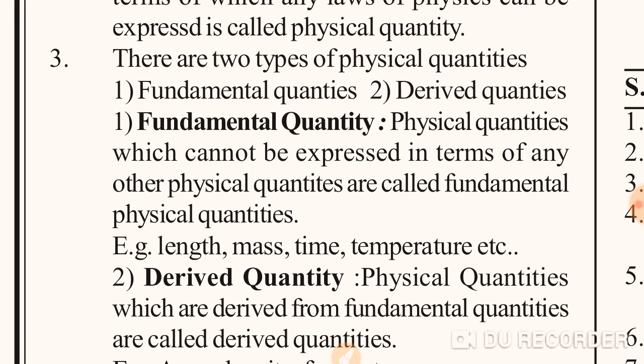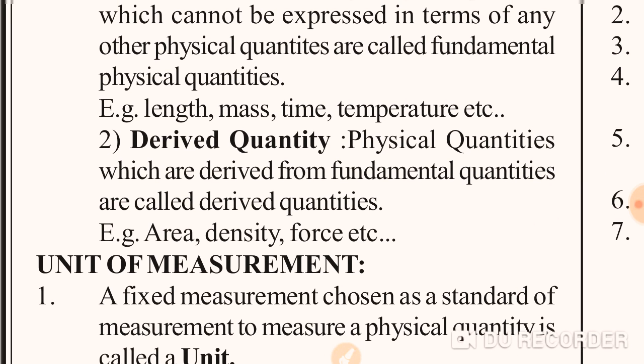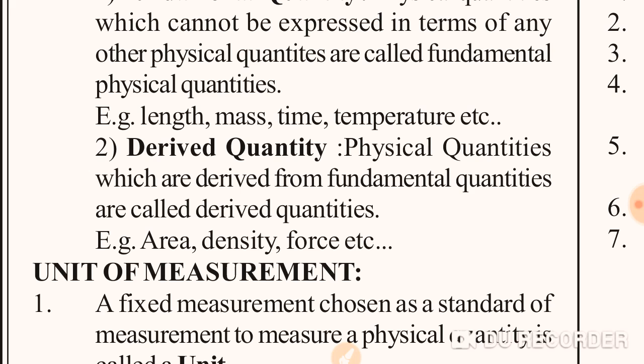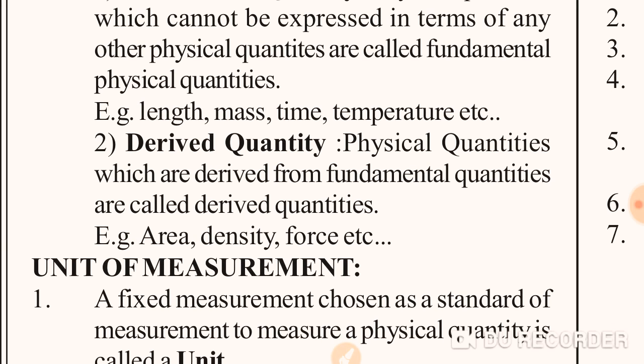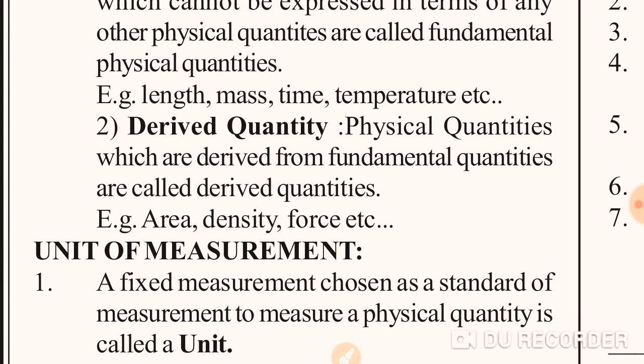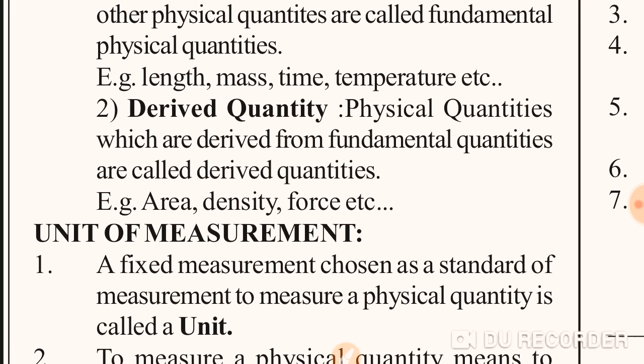Next, derived quantities. A physical quantity which can be derived from the fundamental quantities is called a derived quantity. For example, area, density, force, etc.